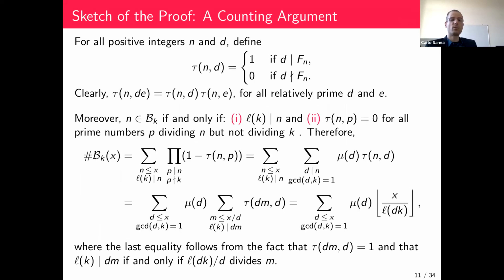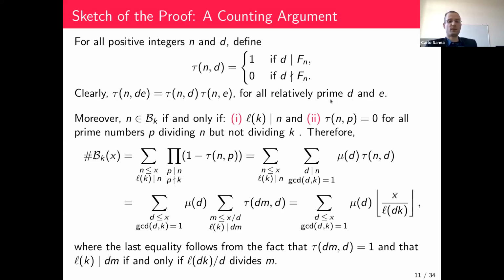So how can we compute the natural density of B sub k? Let's start by defining this function, tau(n, d), which is equal to 1 if d divides the nth Fibonacci number, and otherwise is equal to 0. Of course, this is a multiplicative function in the second argument. So we have this equality for relatively prime d and e.